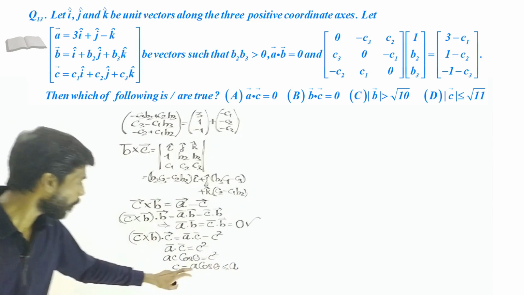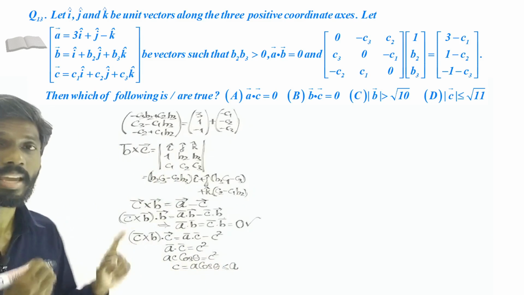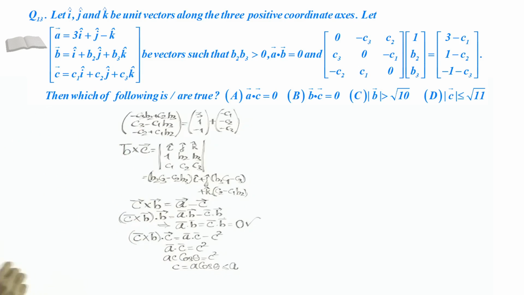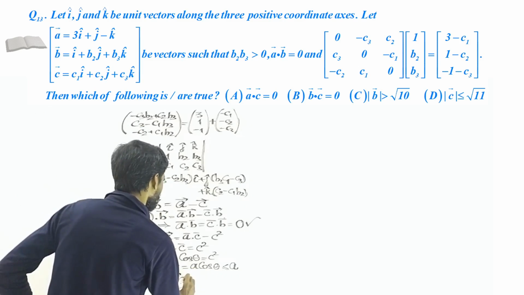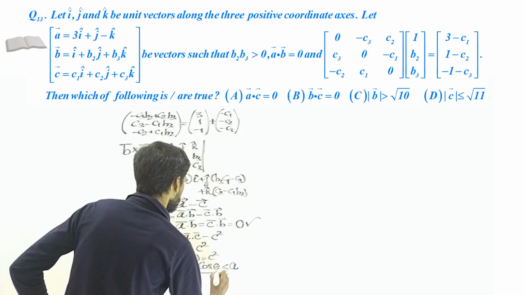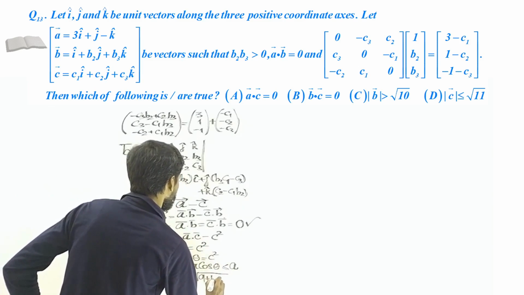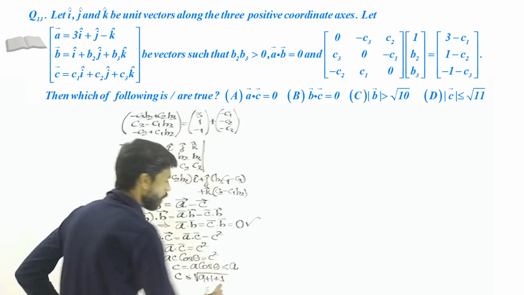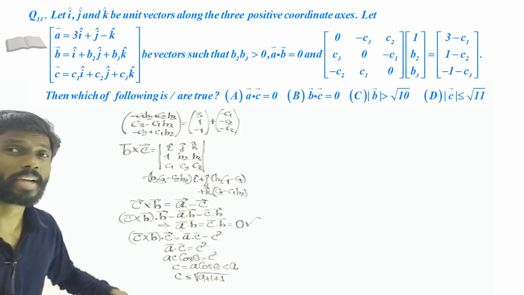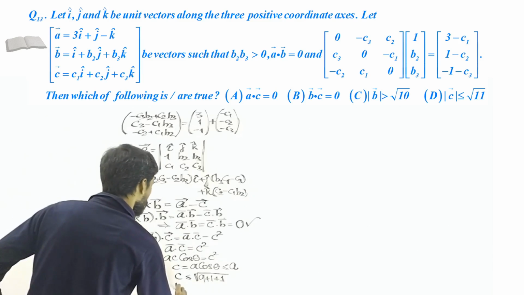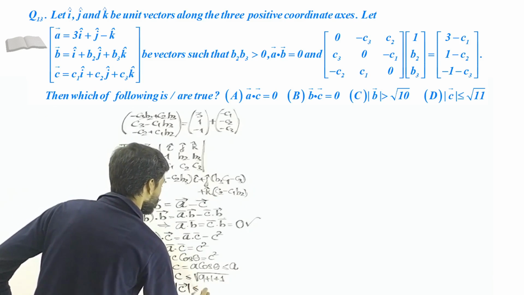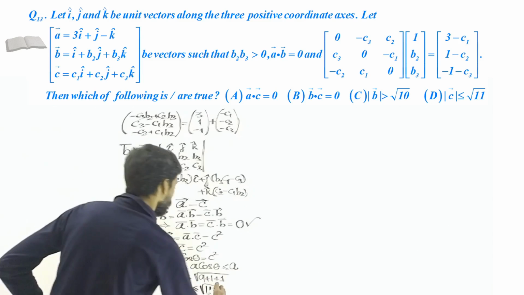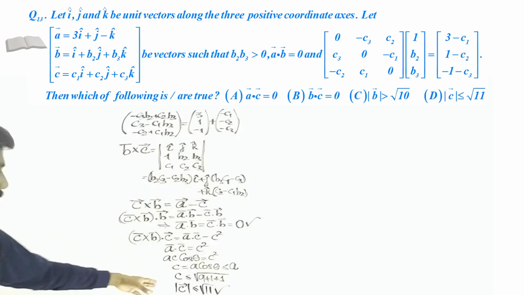Now, but A is what? That is the magnitude of the A vector, and the A vector is given in the question itself. So what is the magnitude of A? That is the square root of 9 plus 1 plus 1, for the vector (3, 1, -1). So the magnitude of C is less than or equal to root 11, right? So that is one conclusion. Now this is found.